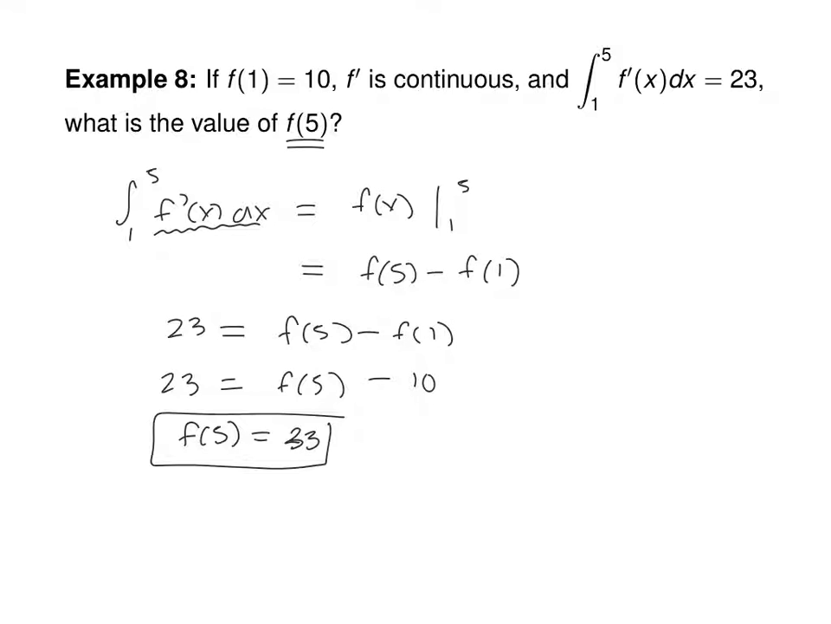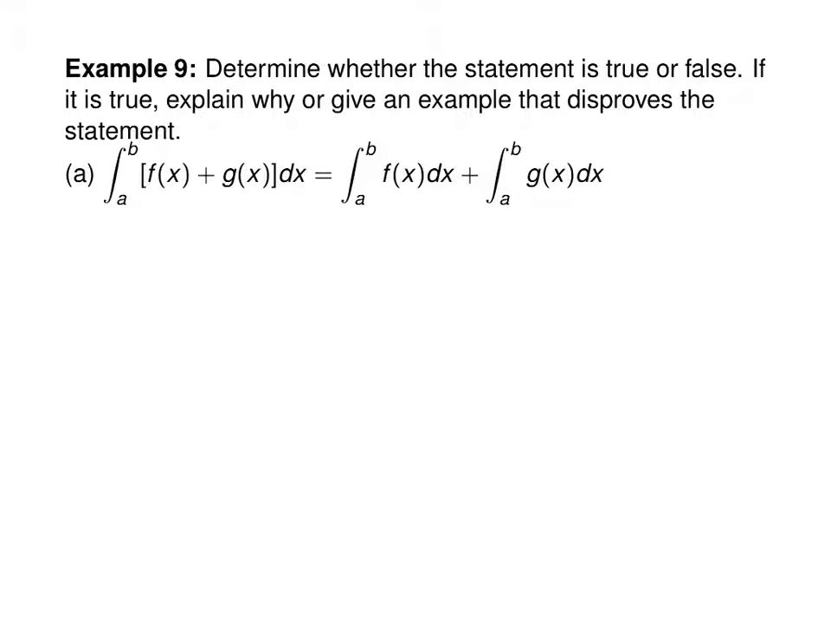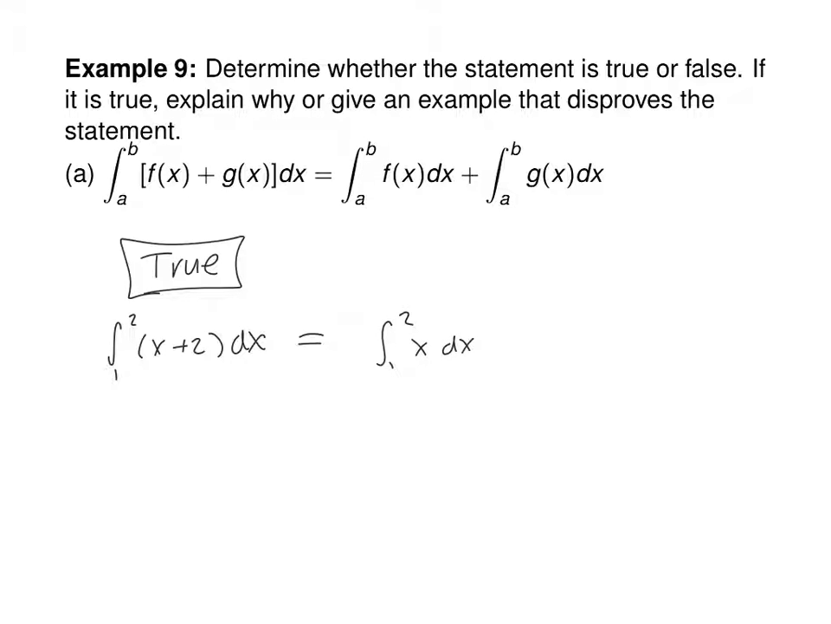So a couple true-false questions, and they should be pretty obvious if true or false. When you're doing integrals, can you integrate sums separately? Yes, this you can do. This is true. For example, if you had the integral from 1 to 2 of x plus 2 dx, it's okay to do the integral from 1 to 2 of x plus the integral from 1 to 2 of 2. That's totally fine, okay? You're using that rule implicitly.